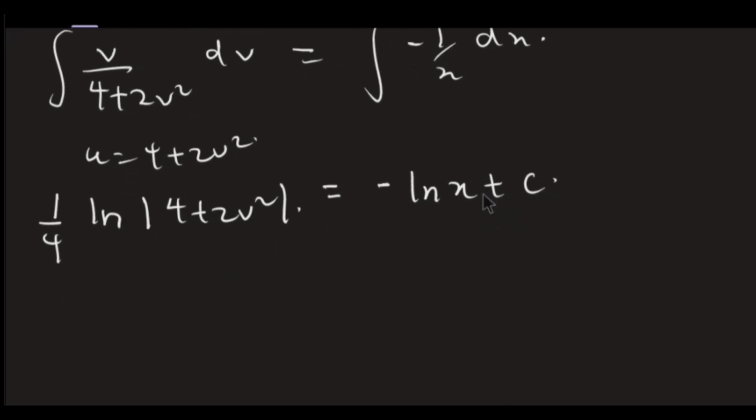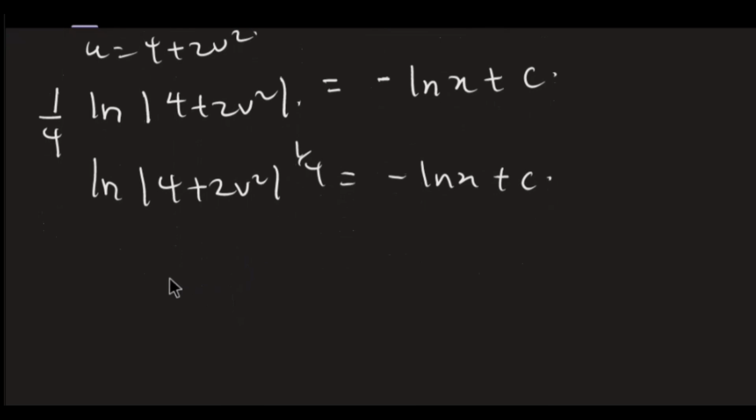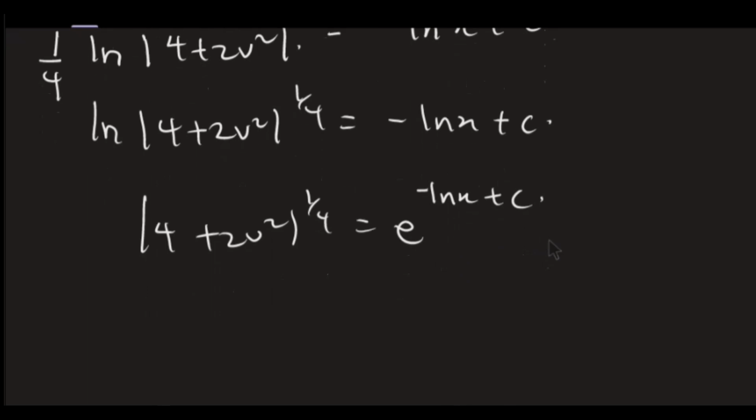So at this point, we still continue with our simplification. You know that this is the same as ln of (4 plus 2v squared) to the power 1 over 4, which is equal to negative ln x plus c. This expression here, (4 plus 2v squared) to the power 1 over 4, will be equal to e, that is removing the ln, to the power negative ln x plus c.